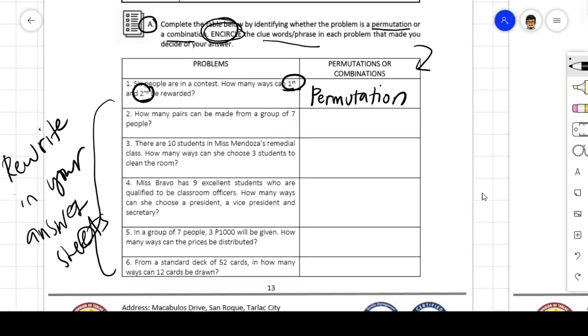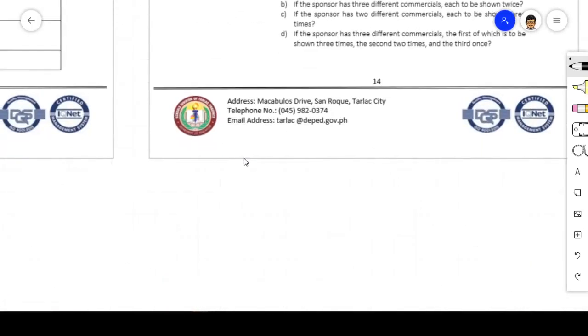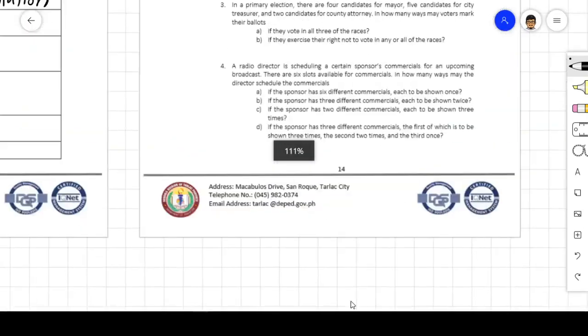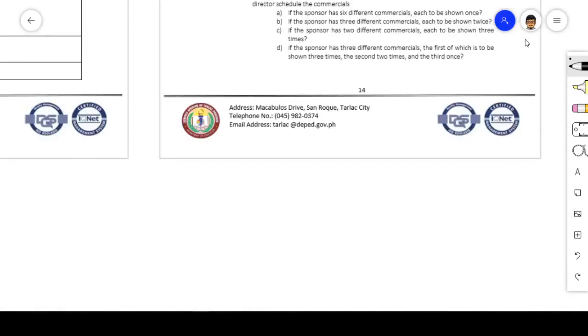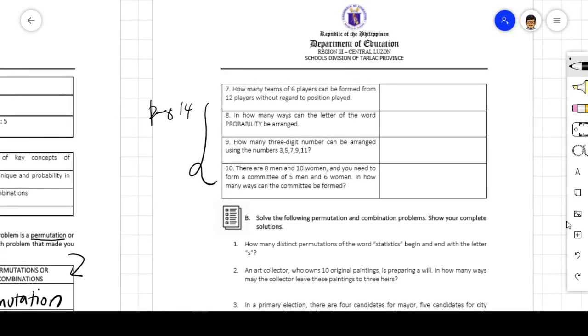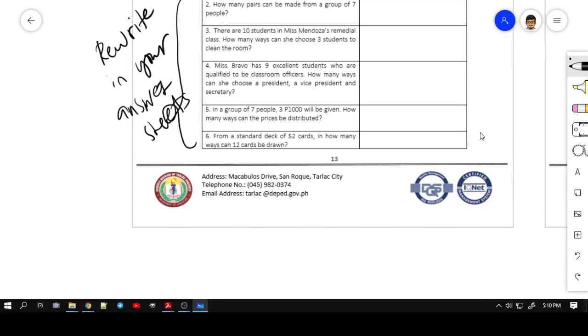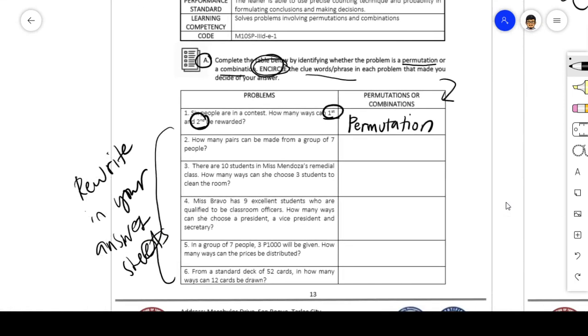Items 2, 3, 4, 5, 6, 7, 8, 9, and 10. Again, you have to answer items 2 to 10. Okay, do not forget that you have to identify whether the problem is a permutation or a combination. And then after that, encircle the clue words or phrase in each problem that made you decide on your answer. And again, you have to rewrite the whole table in your answer sheet.